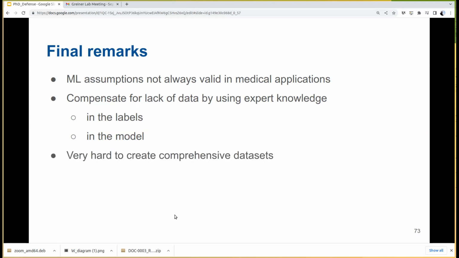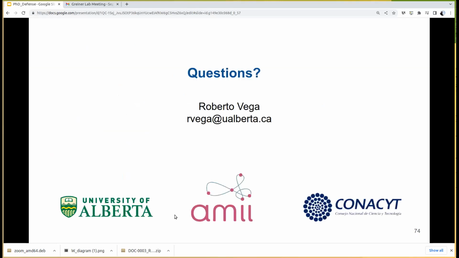It is very hard to create comprehensive data sets in the medical domain. So then the topic of domain adaptation becomes very important, because you will never have access to all the images of all the test data. So then we have to figure out how to make the model generalize better. So yeah, this is what my research is about.